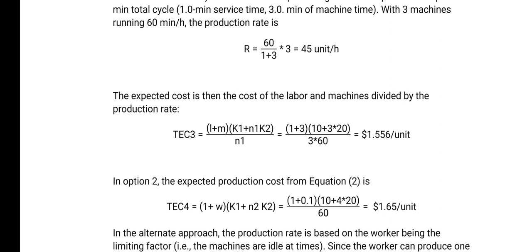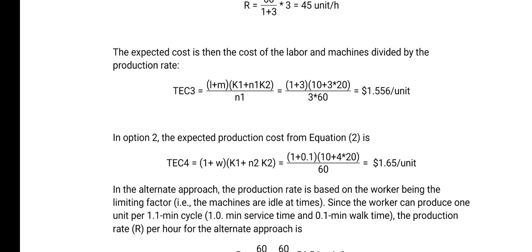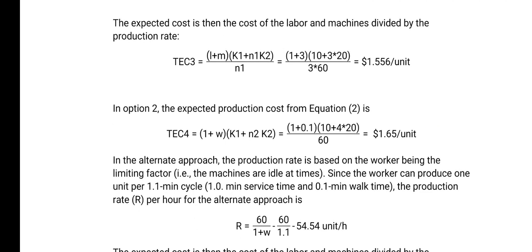Option 2 is to calculate the expected production cost from equation 2, which is (1 + W) times K1 plus N2 times K2, which equals (1 + 0.1) times 10 plus 4 times 20, per 60. So we get 1.65 dollars per unit.